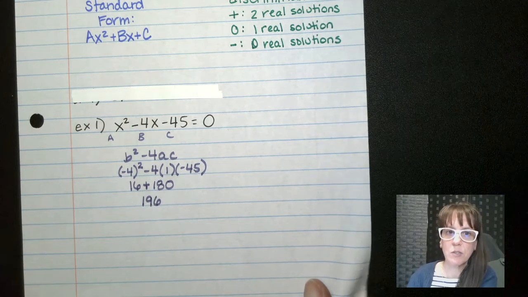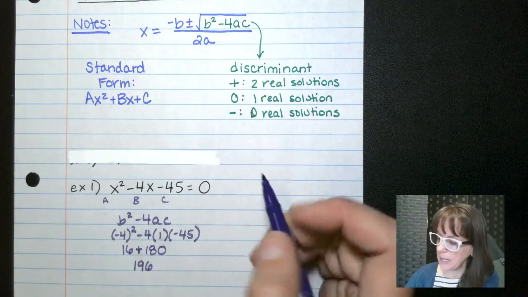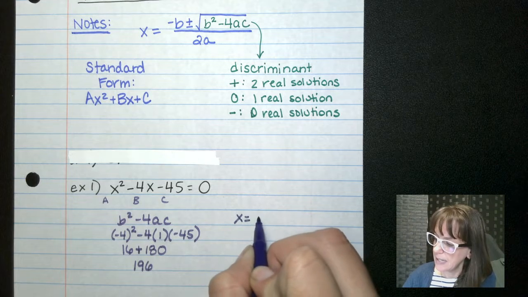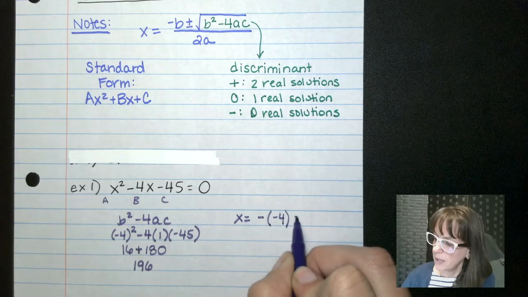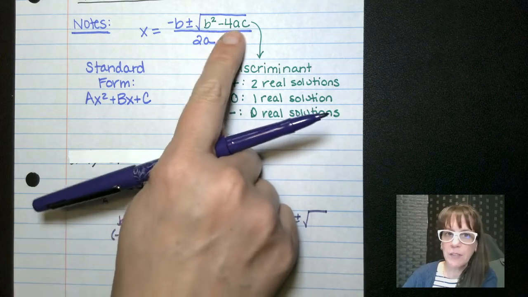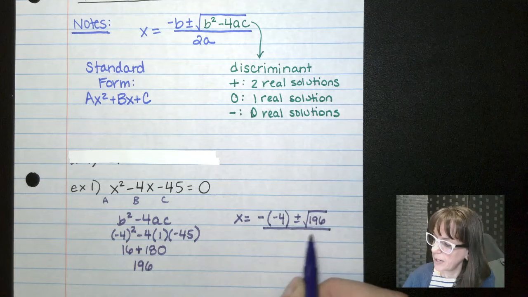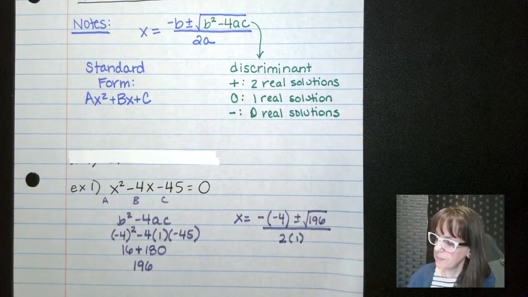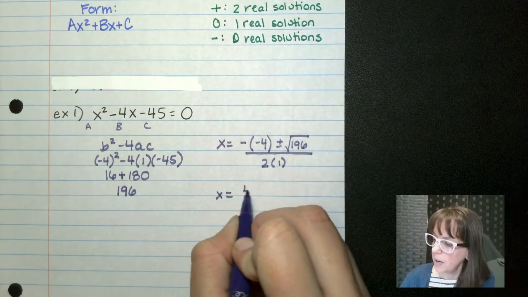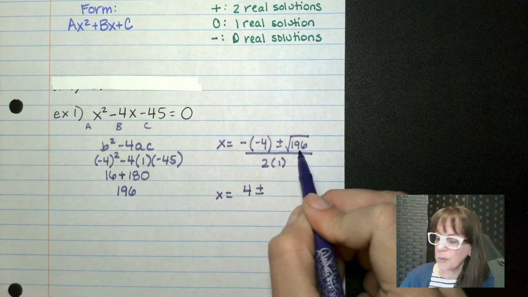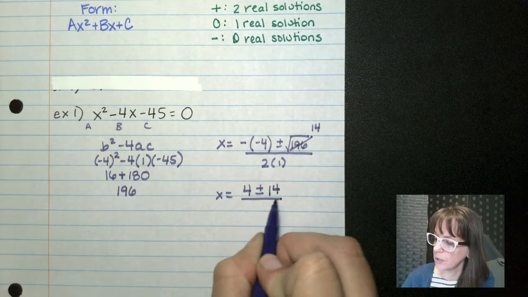Okay, so now that we have our discriminant, we're ready to use our quadratic formula. X equals negative b, and our b is negative 4, so negative negative 4, plus minus the square root, and we've already figured all that out. It's our discriminant, which is 196. All divided by 2 times a, which is 1. Now that we have that, remember a double negative is just a positive. So x equals positive 4 plus minus the square root of 196, that's 14. So 4 plus minus 14 over 2.